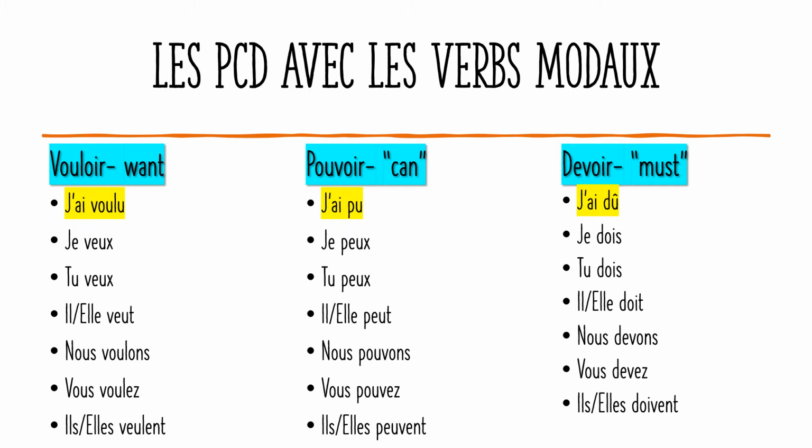And we have our present tense forms. We need to make sure we add these because we're going to need to use these verbs. Je veux, tu veux, il veut, nous voulons, vous voulez, ils veulent. Je peux, tu peux, il peut, nous pouvons, vous pouvez, ils peuvent. Je dois, tu dois, il doit. Nous devons, vous devez, ils doivent. Bon.